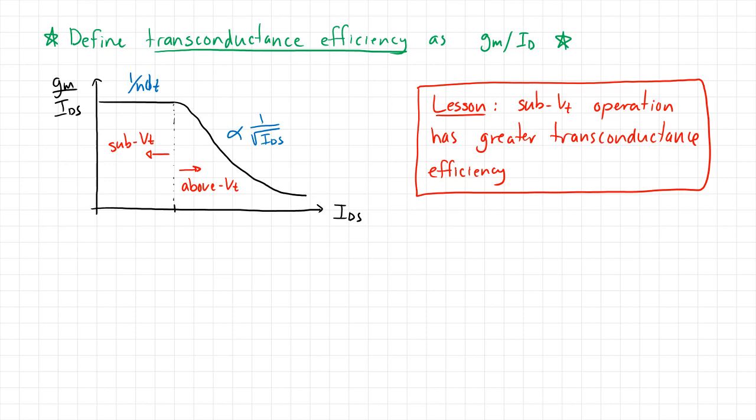So if you can live with a slightly slower circuit or higher input capacitance and so on, then biasing your circuit in subthreshold will give you better transconductance efficiency. And that's usually something desirable in low power biomedical integrated circuits applications.